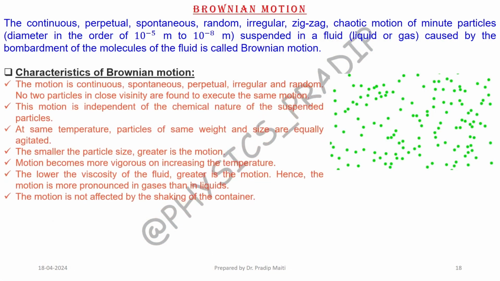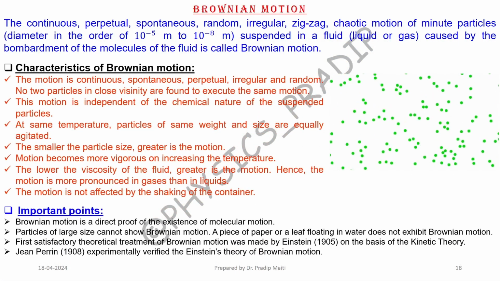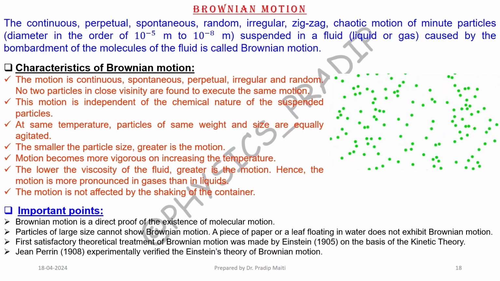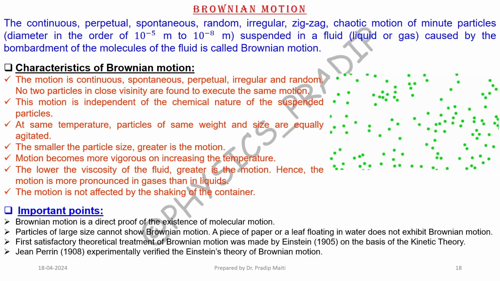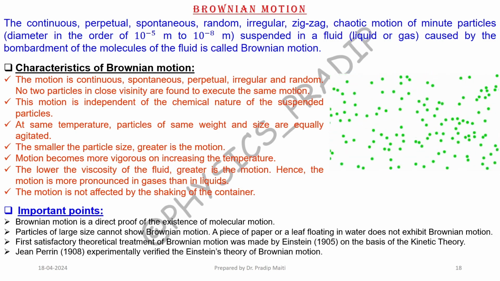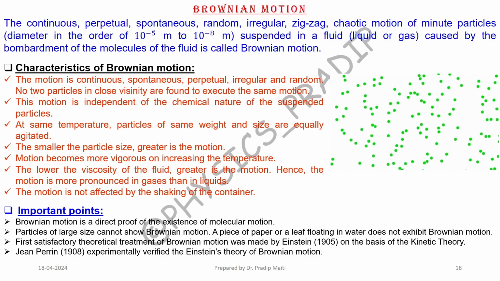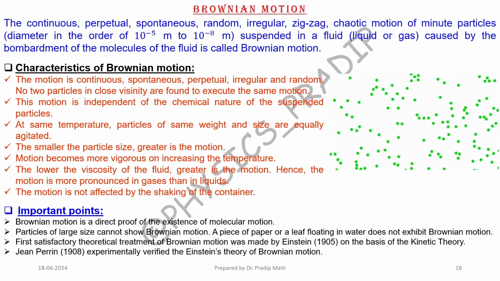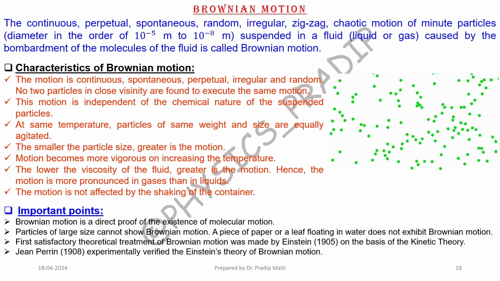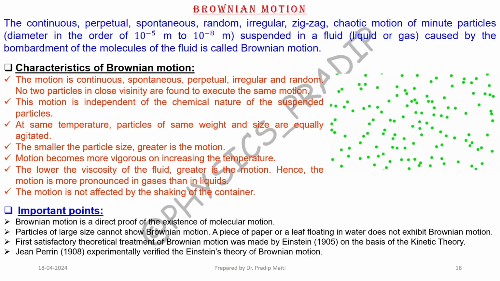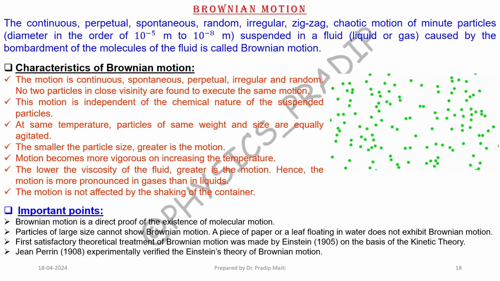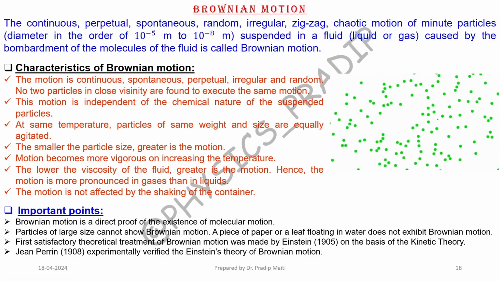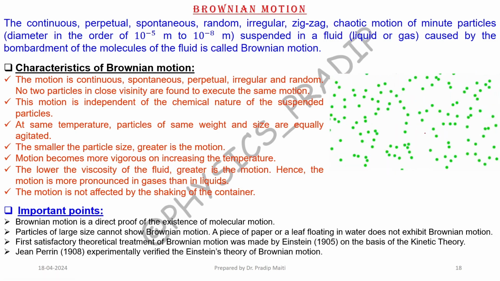Now the Brownian motion. Brownian motion is the continuous, perpetual, spontaneous, random and irregular zigzag chaotic motion of minute particles. Minute particles means particles of diameter 10 to the power minus 5 to 10 to the power minus 8 meter suspended in a fluid, liquid or gas, caused by the bombardment of the molecules of the fluid. This is called Brownian motion. Here is a representation of Brownian motion. This motion represents the Brownian motion of the gas particles.